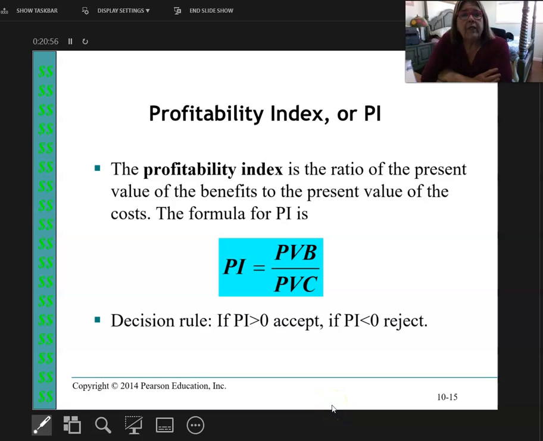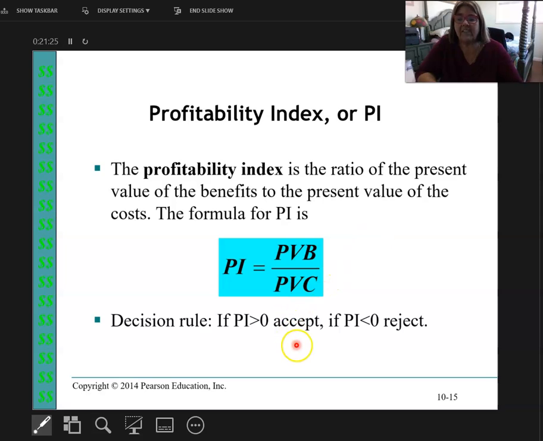Okay, next we're going to look at what we call the Profitability Index. This is not a popular one. I've only got one slide on it, and a lot of people actually do not use this. What it looks at is the ratio of the present value of the benefits to the present value of the cost. Just like that car we looked at, where at 10% it's one number, and at 14 it was a different number. So it just looks at the ratio as a percent.